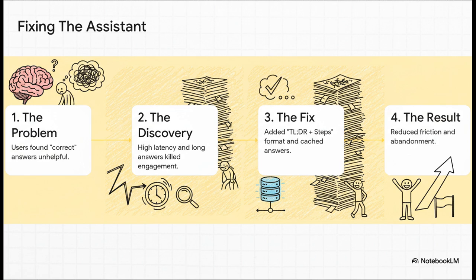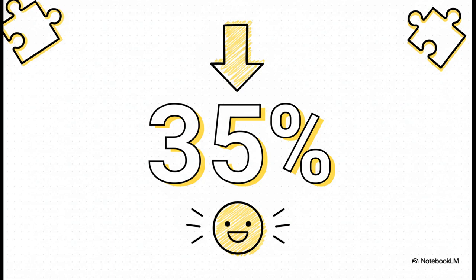The fix became super obvious. They added a scannable TLDR plus steps format, and they cached common answers to slash that latency. The result? A total game changer. And just how big of a win was it? Get this. The team saw a 35% drop in people clicking that regenerate button. That is a massive signal that the new format wasn't just a little better, it was finally useful. This one number is all the proof you need that focusing on the user experience pays off.